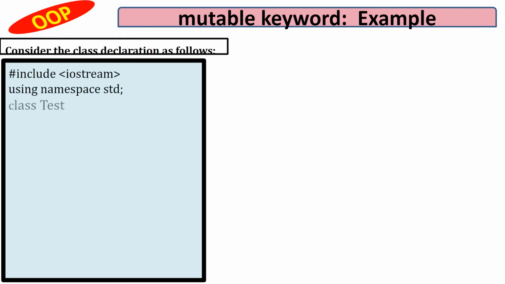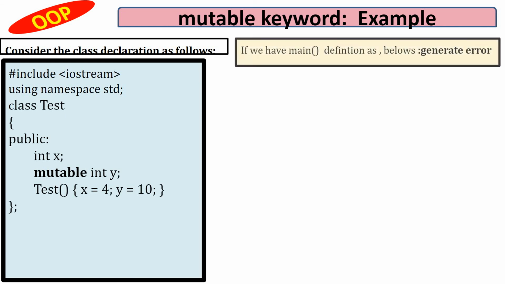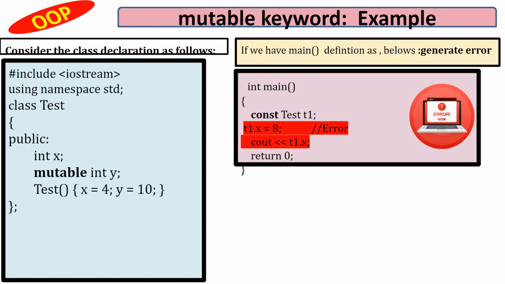Now related to the mutable, observe that inside the class test you have written integer x, integer y, which is a mutable keyword. Now inside this we have declared a constructor which is initializing the value x as 4 and y as 10. Now inside the main function you have constant test t1. We have a constant variable test t1. And t1.x is equal to 8, but t1.x is actually what? Integer type, and 8 is again of type integer. But however, this will generate an error. Why it generates an error, we'll check afterwards, and then return 0.